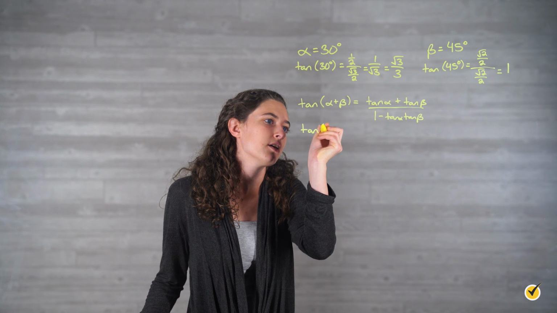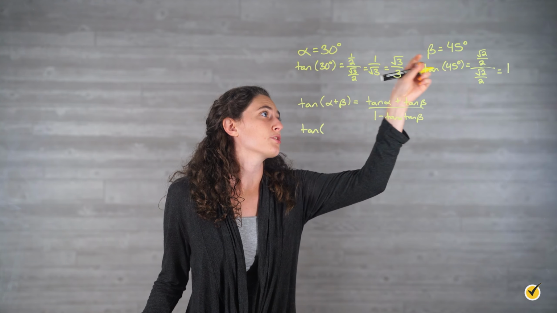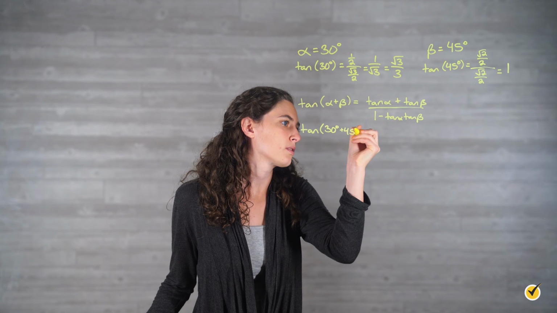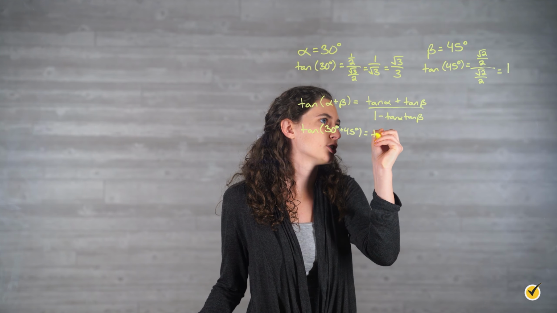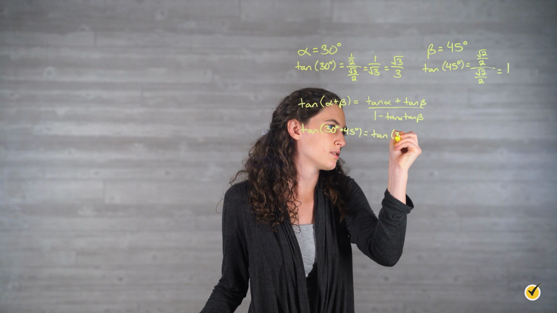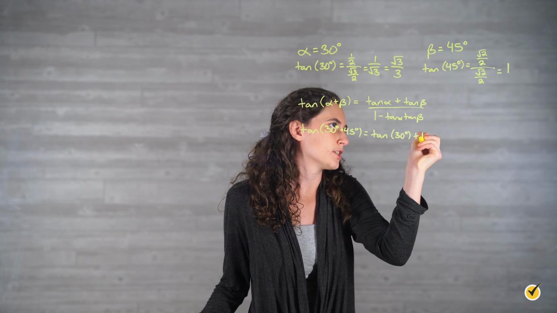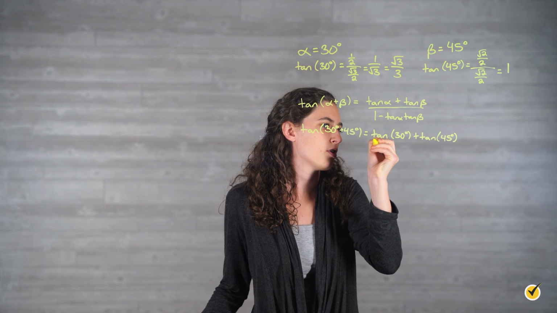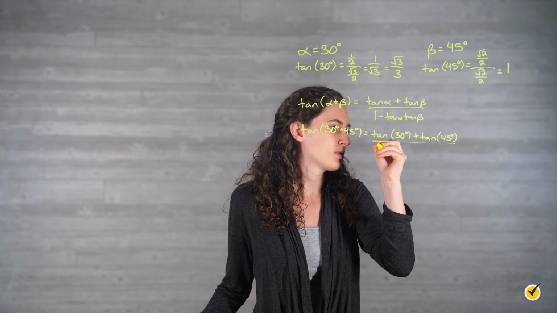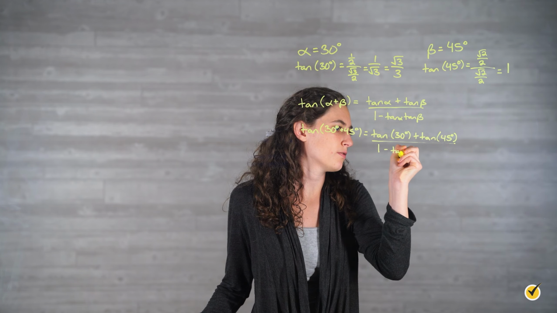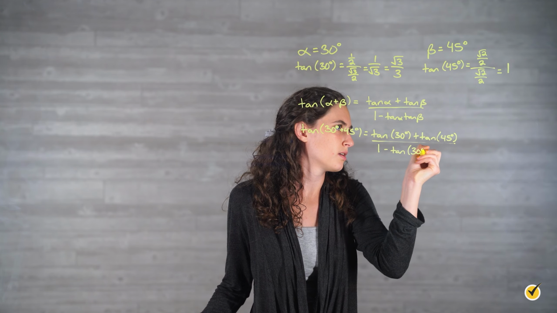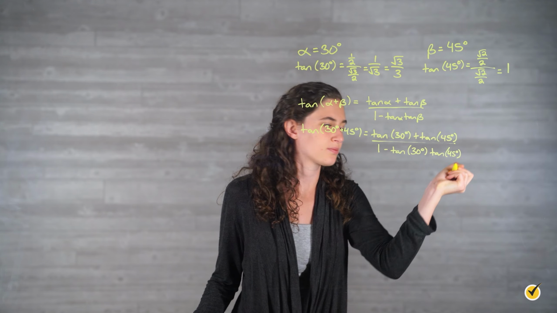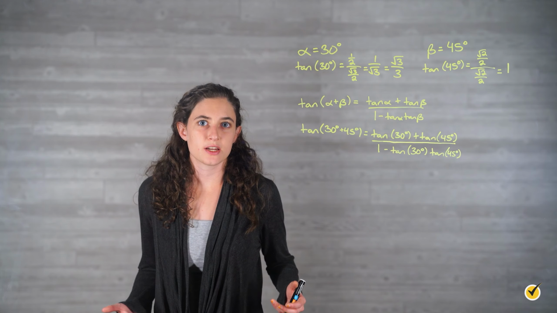So the tangent of alpha plus beta is the tangent of 30 degrees plus 45 degrees. This is equal to the tangent of 30 degrees plus the tangent of 45 degrees over 1 minus the tangent of 30 degrees times the tangent of 45 degrees. Now let's plug in our tangent values.